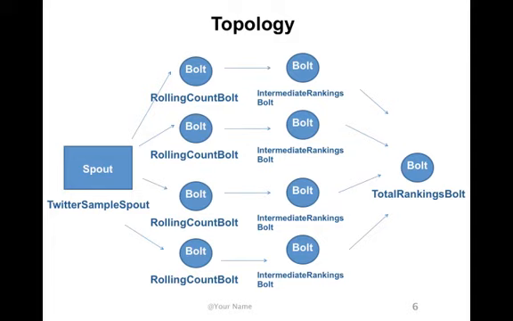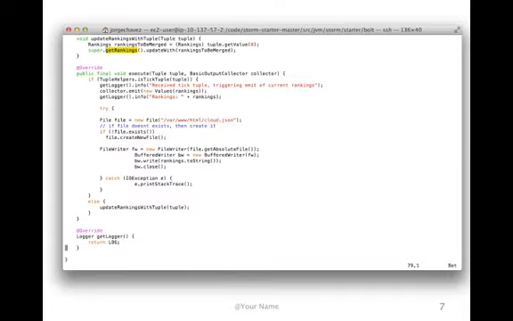The output of those bolts will be tuples, and those tuples will contain the word and a count. Then I have four different intermediate ranking bolts, which will basically gather all the different word counts into a final total rankings bolt. The output of this topology is a final count of words with a very specific count.